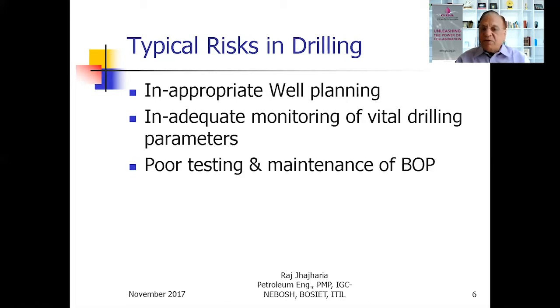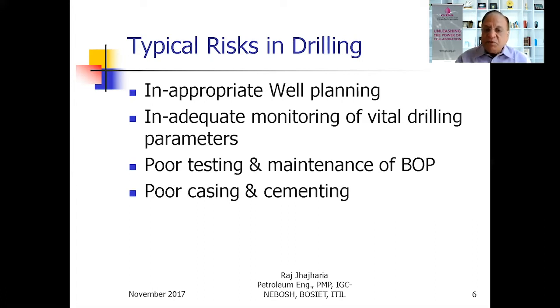Poor testing and maintenance of BOP. BOP is the blowout preventer. This is the last line of defense from having a catastrophe in a well. If you recall, in the BP Gulf of Mexico spill, it was because they did not maintain the blowout preventer. And when the blowout happened, the BOP did not close properly. So why? Because they did not maintain it. So if you don't maintain it, or do poor testing, it is a big risk.